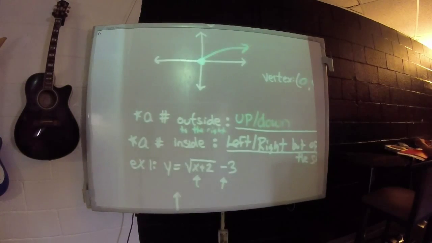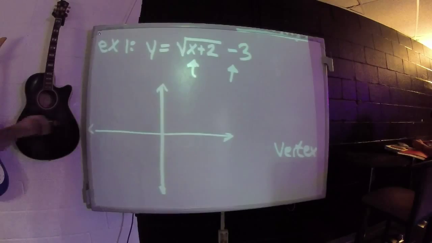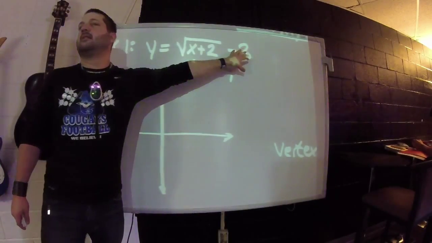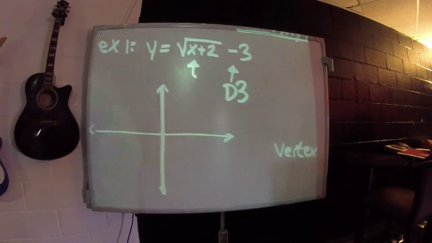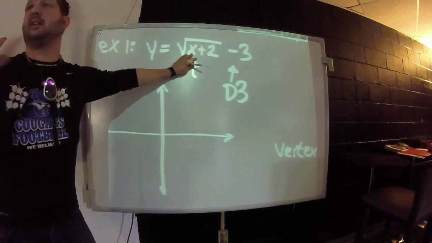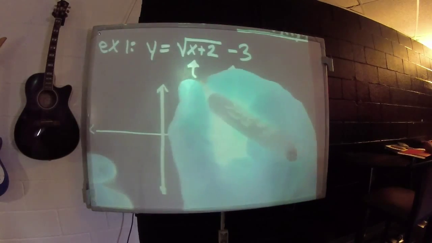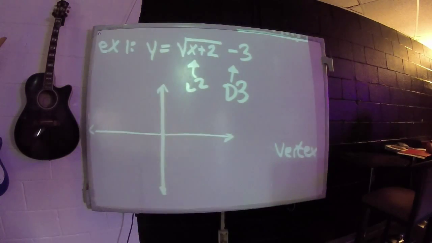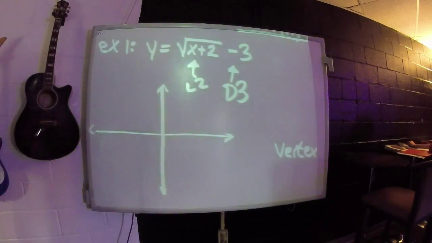Let's look at the two moves. Instead of y equals the square root of x, you got this. What does this -3 out here mean? You move it down 3. Down 3. So just put a D3 or something right there. And now this +2, that's your left, right. But +2 is going to make you go where? Left. So an L2. So move that dot. Let's go left 2 and down 3.